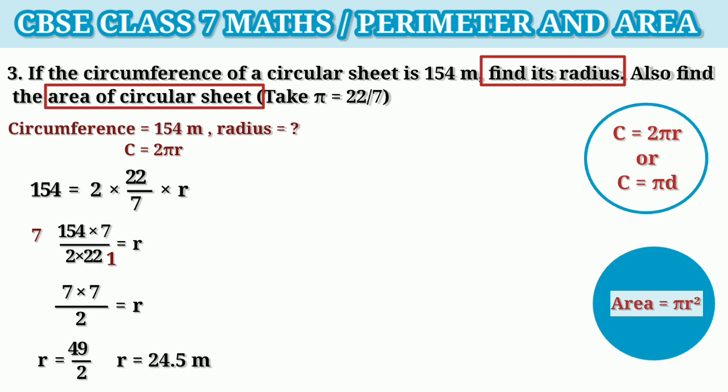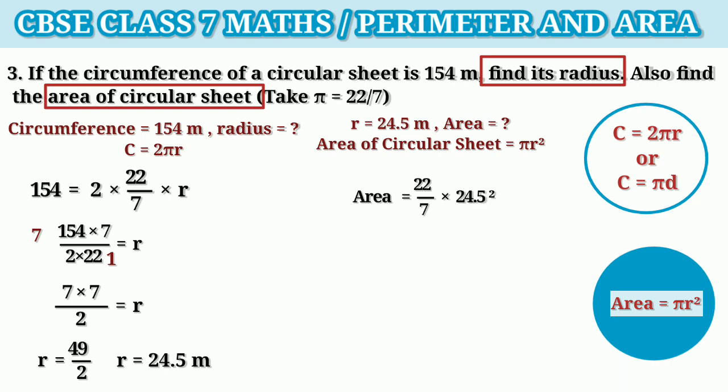But the sum is not over yet. We also have to find the area of the circular sheet. Now we have the radius and we will find the area using the formula pi r square. We will substitute the values of pi and radius in this formula. We have area equals 22 by 7 into 24.5 square. Area equals 22 by 7 into 24.5 into 24.5.